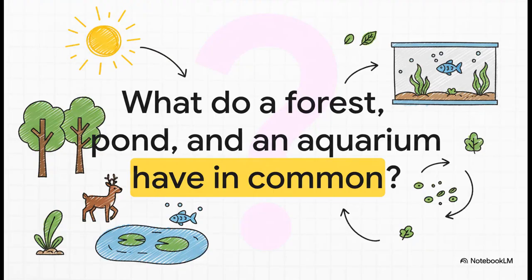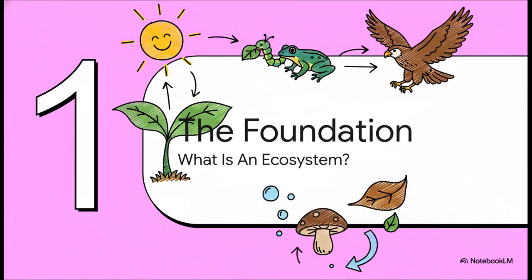So let me ask you this. What could a massive forest, a tiny little puddle, and a glass aquarium possibly have in common? Now, it sounds like a riddle, right? But the answer gets right to the heart of how nature is built. See, they might be wildly different in size, but they all operate on the exact same set of rules. They're all ecosystems. So, how do they actually work?